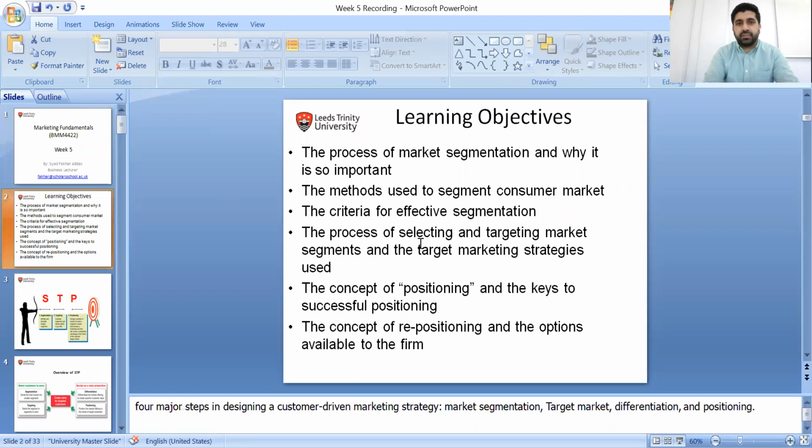Today we will talk about the process of market segmentation and why it is important, the methods used to segment the consumer market. We will discuss the criteria for effective segmentation. We will also talk about the selection of target market segments and the target marketing strategies used. We will discuss the concept of positioning, what positioning is, why companies do positioning, and at the end we will also discuss the concept of repositioning, why companies reposition their product or sometimes they reposition their location as well.